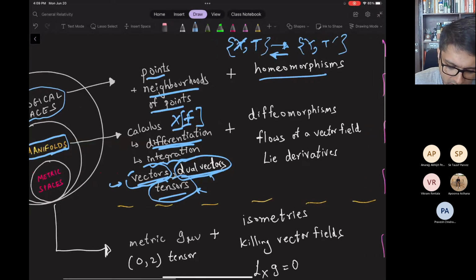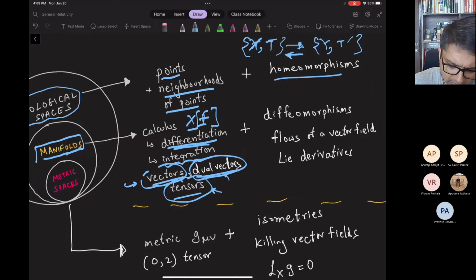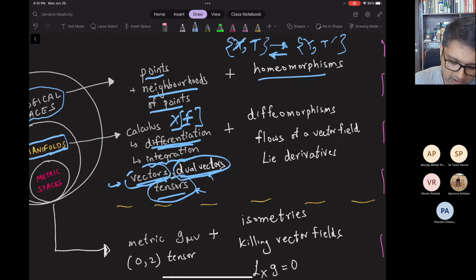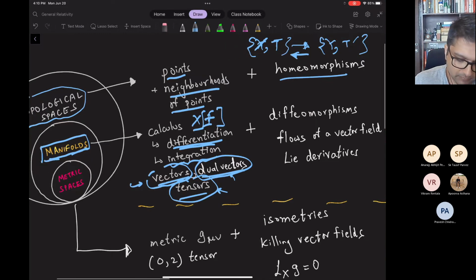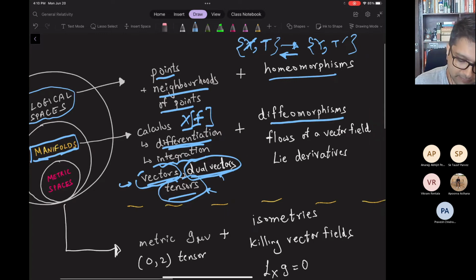Then we saw that there's this concept of... okay, so now here are the new mathematical ideas that we've learned in the last few classes, which is on a general manifold. You have this idea of diffeomorphisms. That is, you can map now.